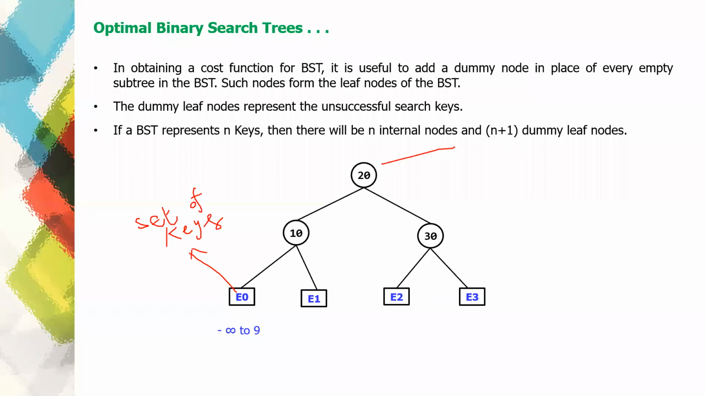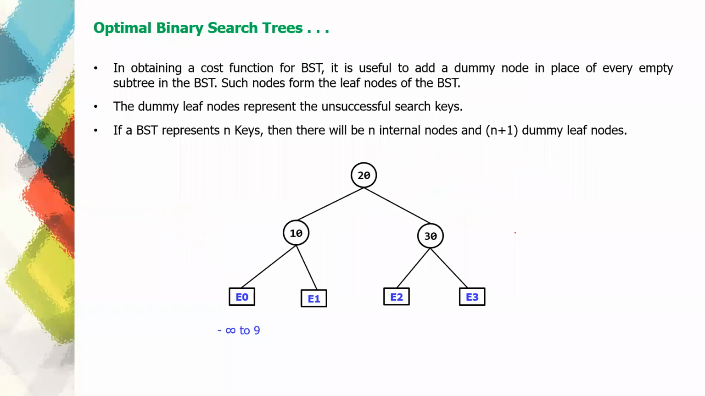Whereas if you see all the internal nodes, 20, 10, 30, these are the internal nodes, they represent a single key. But dummy nodes represent a set of keys, a bunch of keys. Now what are those bunch of keys? Now E0 represents an unsuccessful search. What are all the values that make an unsuccessful search of E0?